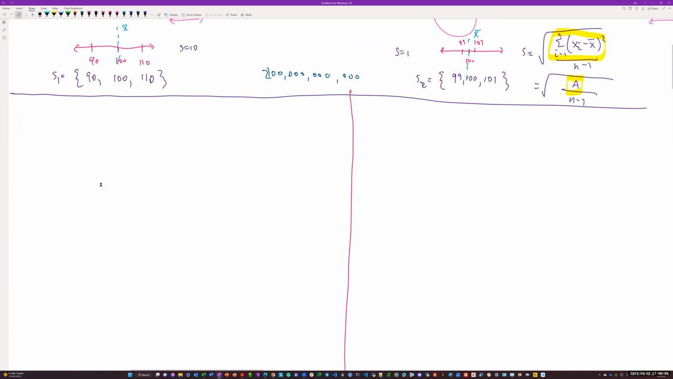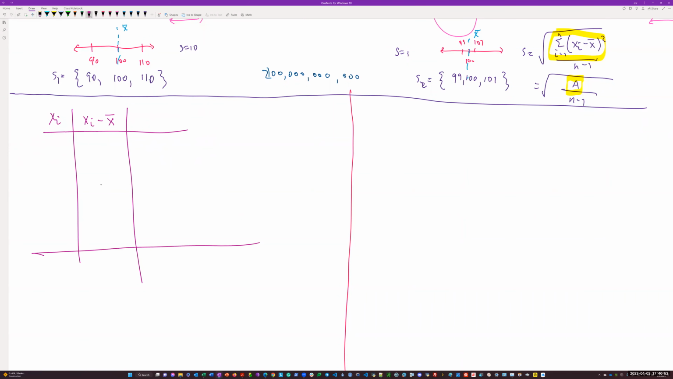This entire table I'm about to write out is just to figure out what A is. All right. Xi just means list out your X's. So I'm just going to call this one X1, this one X2, and this one X3. So X1 is 90, X2 is 100, X3 is 110. Does that make sense?